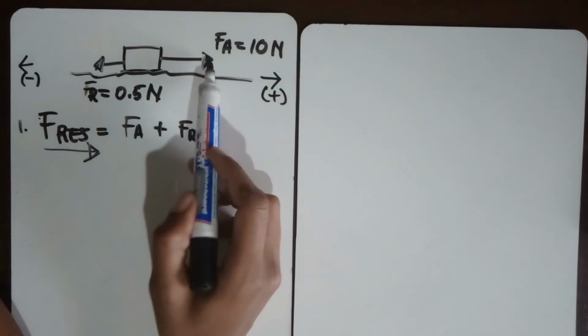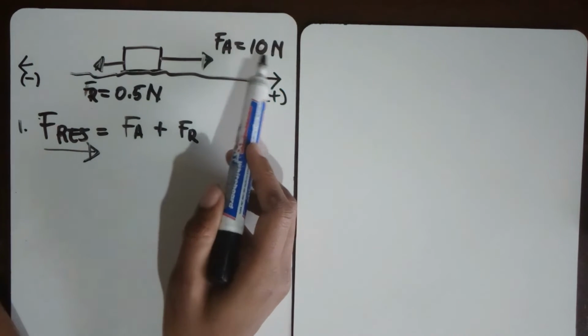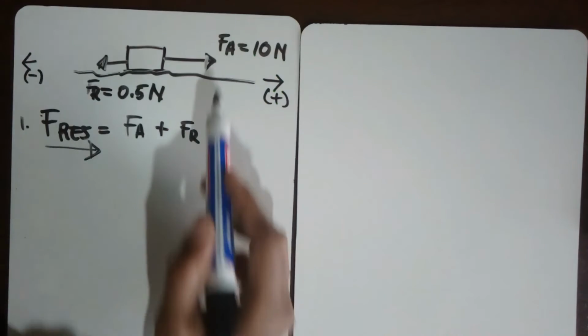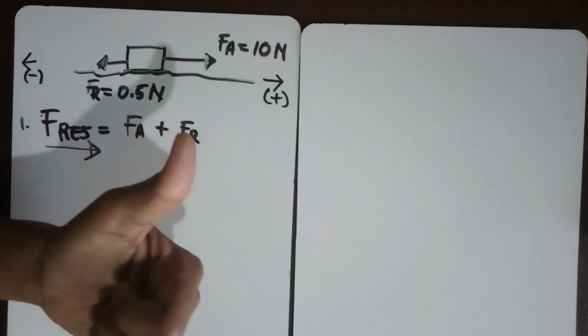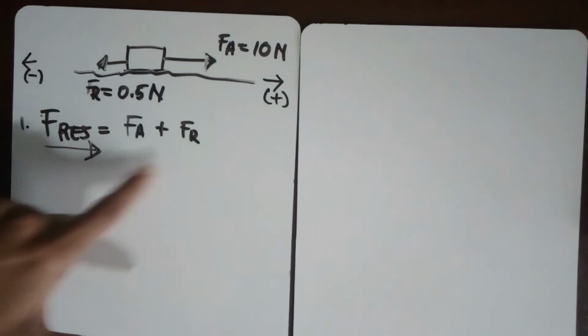So if you are pulling this block at a force of 10 newtons, and somehow this friction is acting against you at a force of 0.5 newton, it will be almost as if you're pulling this block at actually a force of 9.5 newtons, which would be our resultant vector. But then how do we get that 9.5 newtons here?